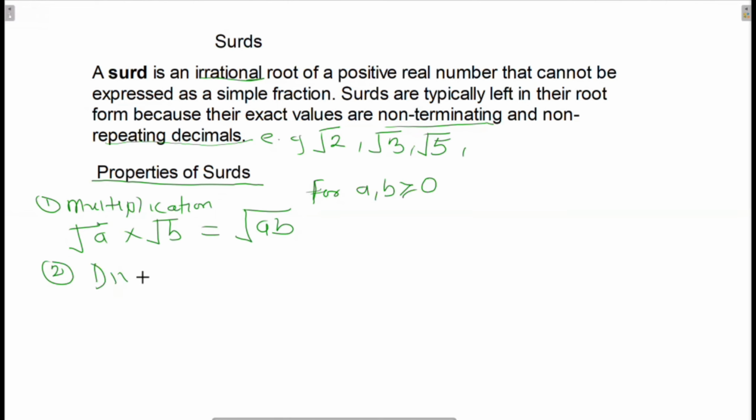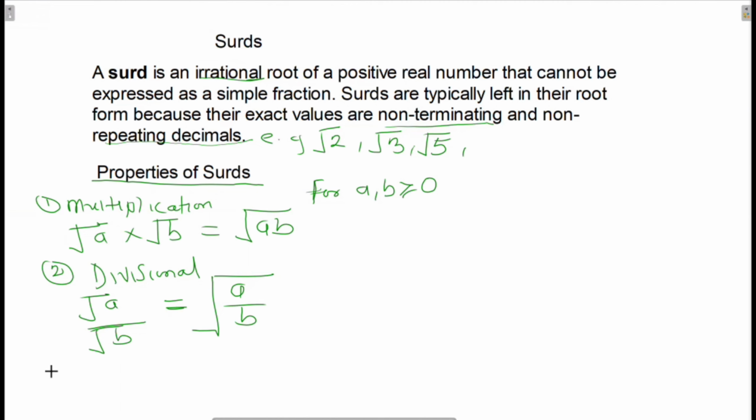And the second one, I can call it the division property. If I have root A divided by root B, I can rewrite it by combining it into a single root, A over B. So if you have root A divided by root B, you can have it as a single root of A over B.